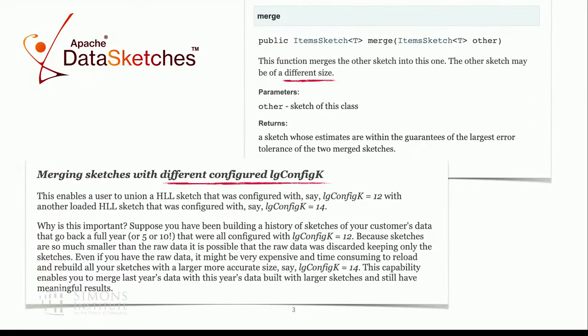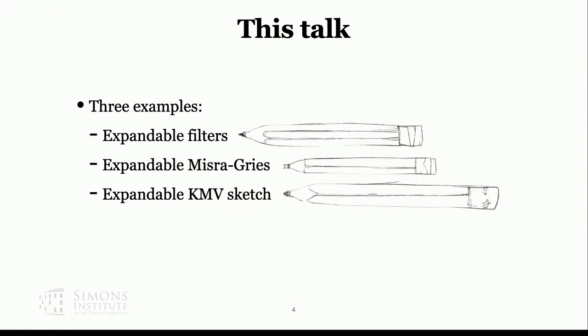If you go to the DataSketches documentation, you will also see these kind of things mentioned, that actually you can deal with sketches of different sizes and they can be merged and resized and so on. And I think this is something that at least hasn't received a lot of attention in the theory literature. In this talk, I'm going to give three examples. I don't have a lot of slides, so don't hesitate to interrupt me with questions.